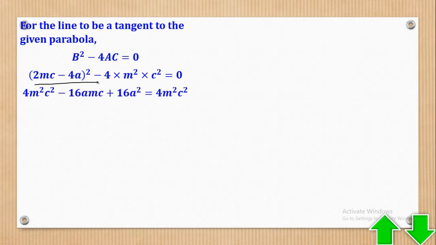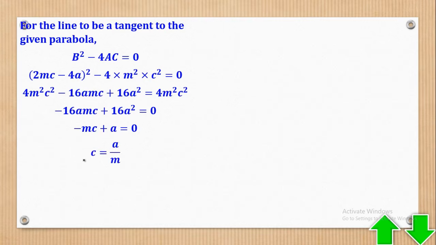Then from there, open brackets, expand this to come up with this, and take this one this side to come up with that. Then from there, realize that this and this will cancel to remain with these two terms, which are this. Then 16 is common, so it can factorize out and it cancels out. Then also 1a will cancel to remain with this. Therefore, c is equal to a over m.